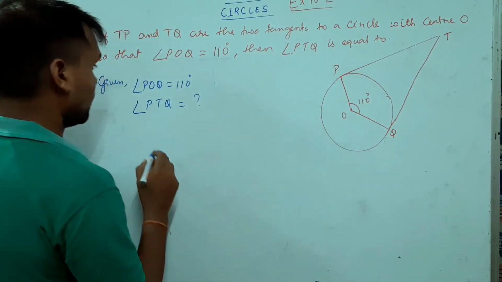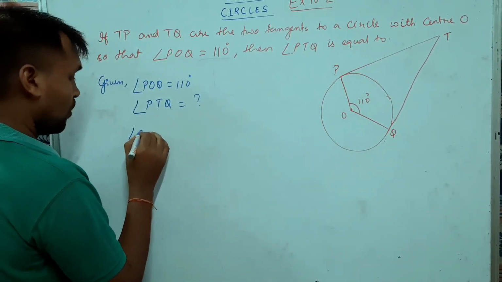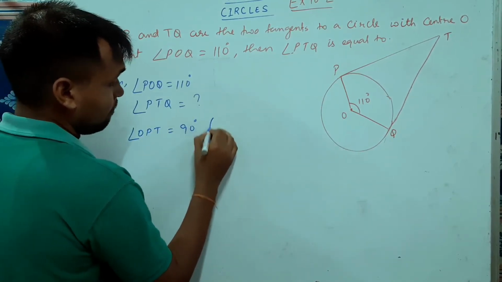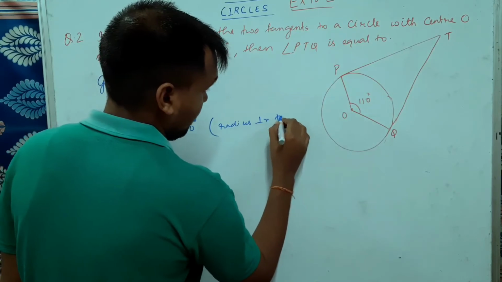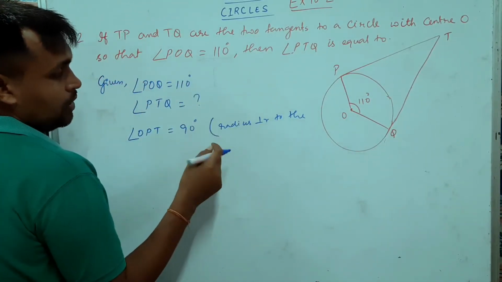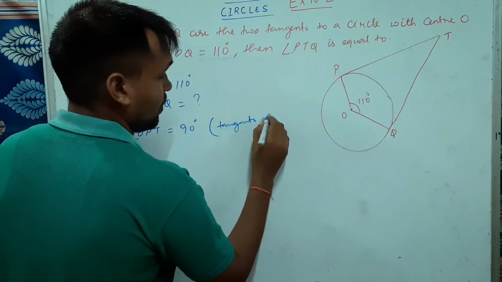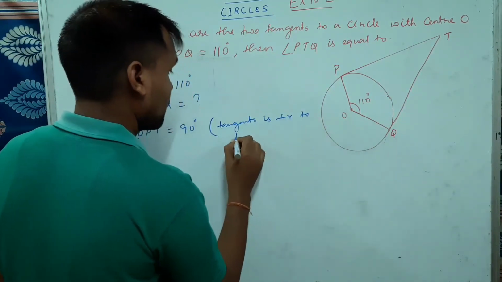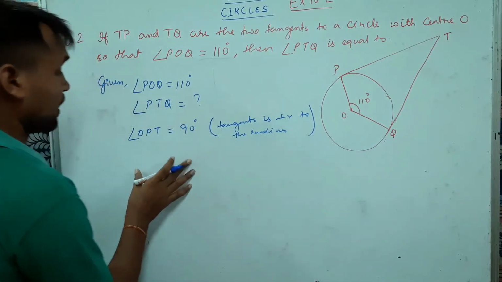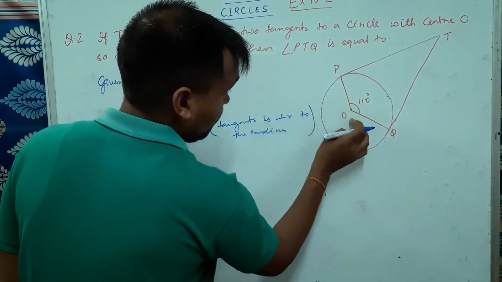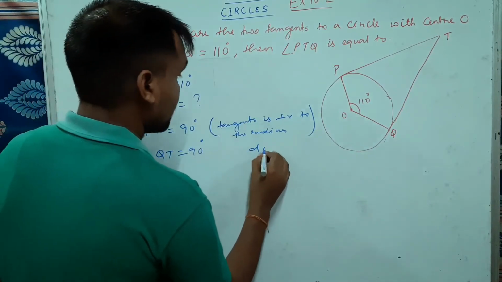So what we will do, this angle is given and this is a tangent, so we know angle OPT equals 90 degrees. Why? Because the radius is perpendicular to the tangent, or the tangent is perpendicular to the radius. That is why angle OPT is 90. And similarly, by the same theorem, OQ also will be perpendicular, so angle OQT equals 90 degrees. The reason is the same.